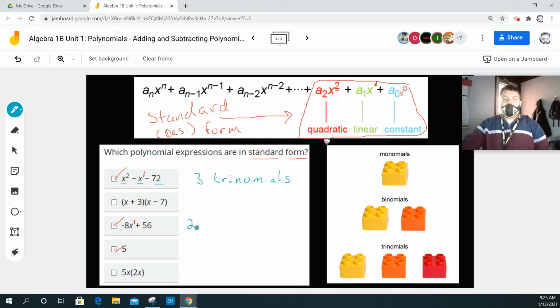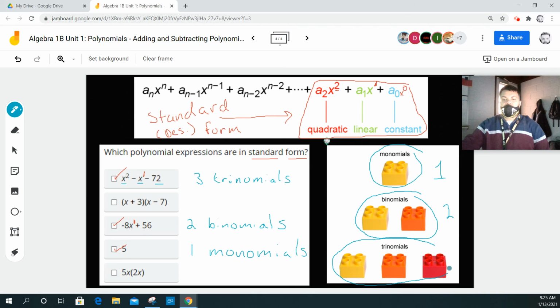Now this one has 2 terms, so what do you think we call this? A binomial. And this one has 1 term. Mono means 1. So we would call that a monomial. So monomial is just 1 term. Binomials are 2 terms. And trinomials, those are 3 terms. Okay? Does anybody have any questions on that?